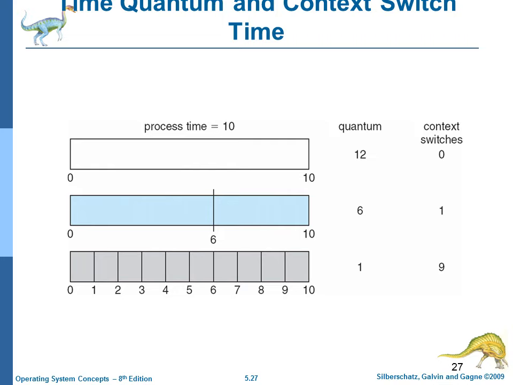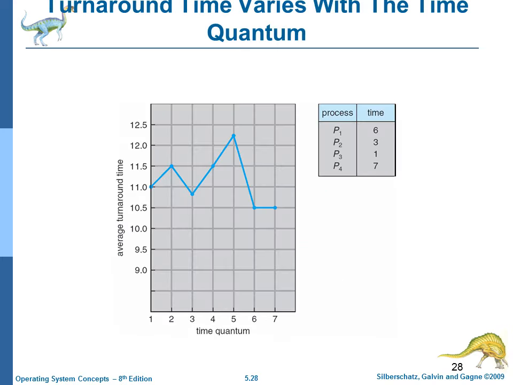Whenever we have a time quantum which is large enough, this means that I am reducing the number of context switches, and whenever I have a smaller time quantum, I will have more context switches. Turnaround time also varies with the time quantum.